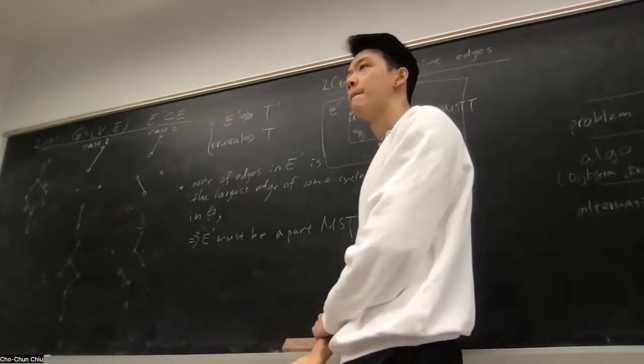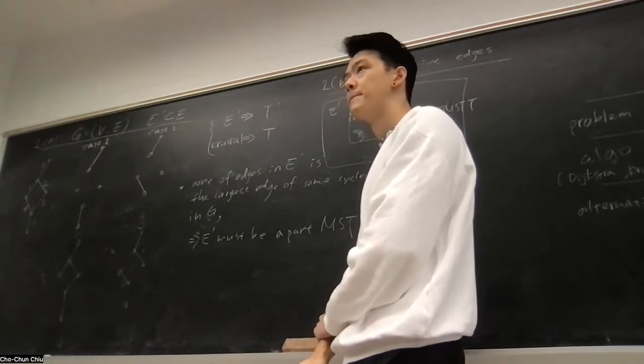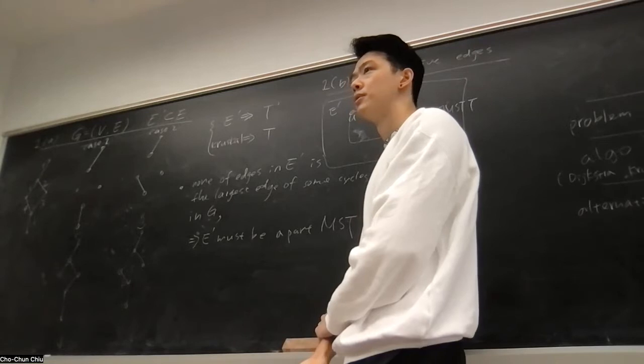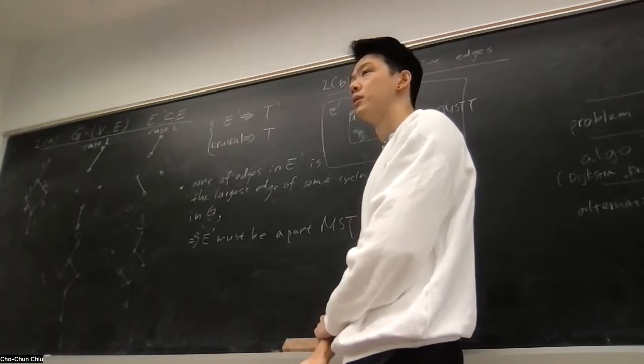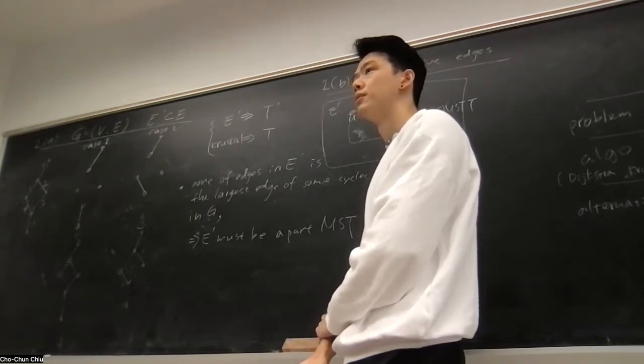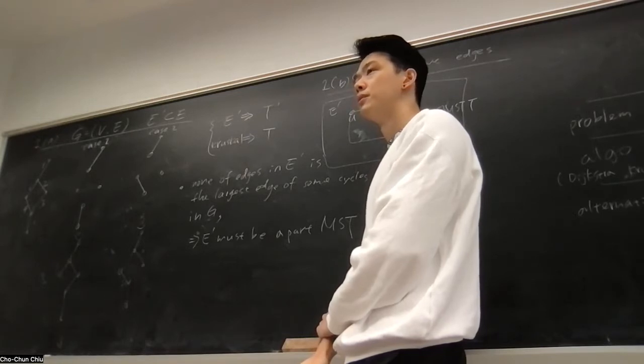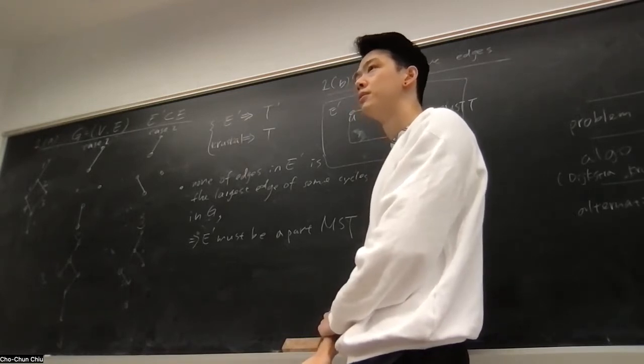So, on what grounds can we say this? None of the edges in E dash is the largest edge of some cycle. Like how do we get to that? E prime. Yeah. None of the edges in E prime are the largest edges of some cycles. How can we take that? What is the reason for assuming this?